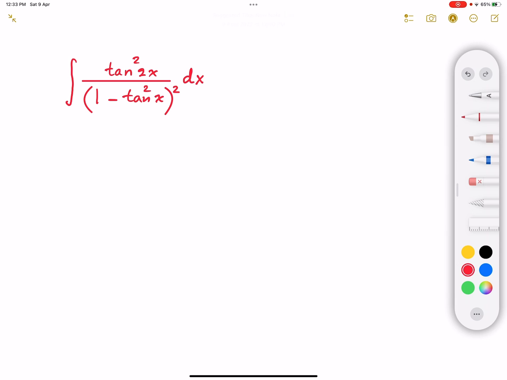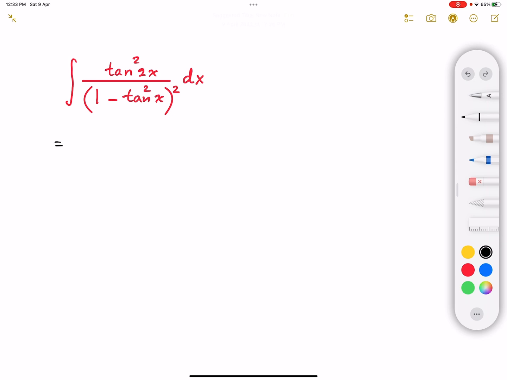In this video, I'm going to teach you how to solve this indefinite integral. So we have here the integral of tangent squared of 2x divided by (1 minus tangent squared of x) all squared dx. To solve this integral, I'm going to deal with the denominator. I will leave the numerator as is. I will just try to simplify or rewrite the denominator. So that's what I'm going to do here.